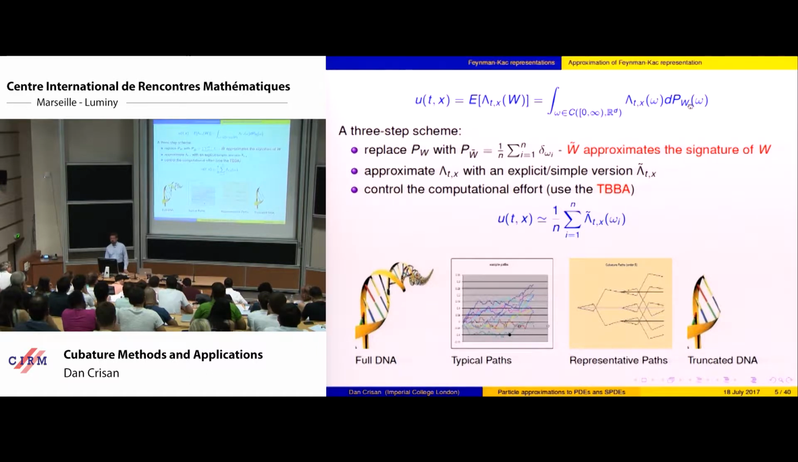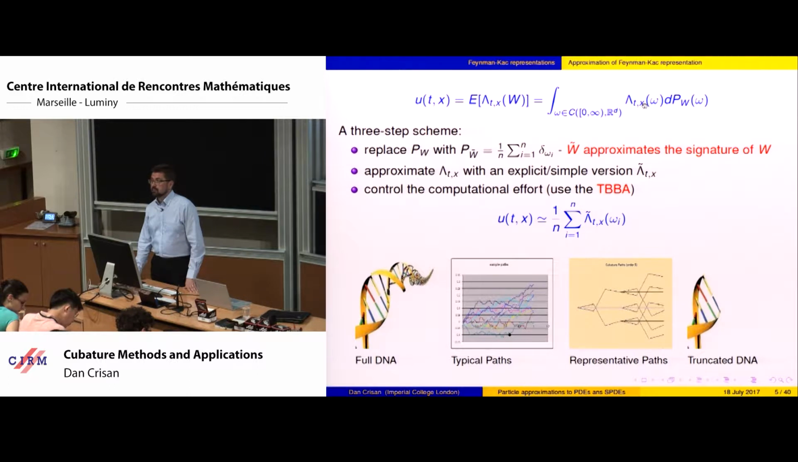How do I use this representation in order to produce an approximation? If you think about this, it's very intuitive. What you need to do is approximate everything you see inside. So first of all, you have to approximate the Wiener measure. The Wiener measure is a very complicated object, defined on the space of continuous paths, and it is very difficult to work with the Wiener measure in itself. One way is to just sample from the Wiener measure, and I'll come back to this. We don't want to sample from the Wiener measure. That's the message: it's better to use a cubature method rather than sample from the Wiener measure.